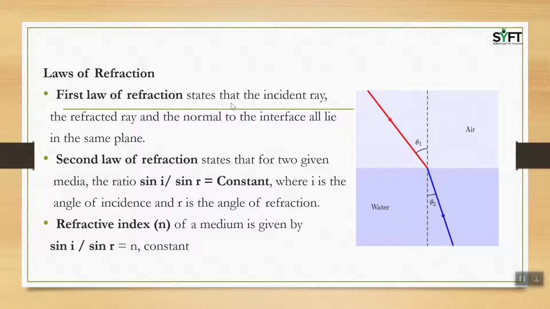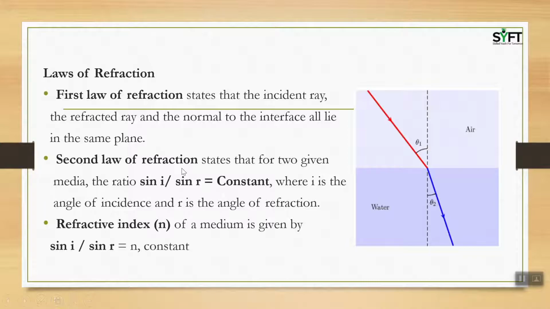Your first law says that the incident ray, the refracted ray and the normal to the interface all lie in the same plane. Here you can see the image. What does the first law say? It says the incident ray, the refracted ray and the normal are all going to lie in the same plane. So this is the first law of refraction.